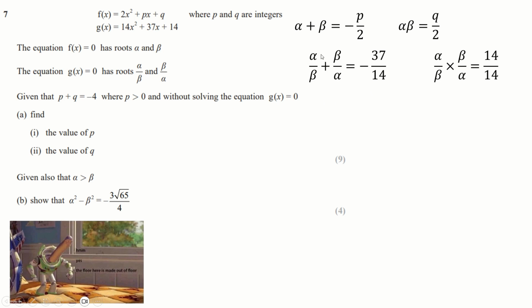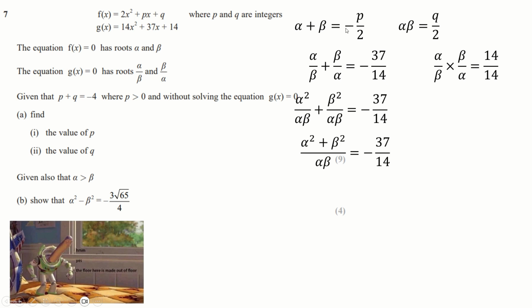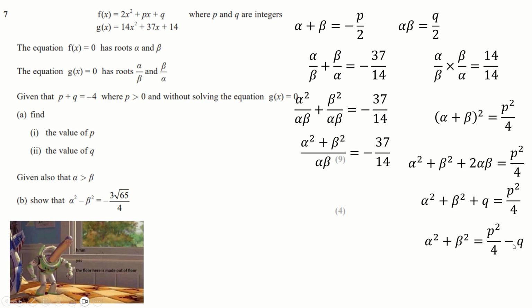So I think we can combine these things together. So times this by alpha over alpha and this by beta over beta. And then we can put these two terms together because you've got the same denominator. But I think looking at this one, if we square both sides here, we get alpha plus beta all squared equals p squared over 4. The negative obviously cancels with itself, so that's good. Expand this out, and we get this, and then 2 alpha beta is just q. And then we can take q away from both sides, and we end up with this.